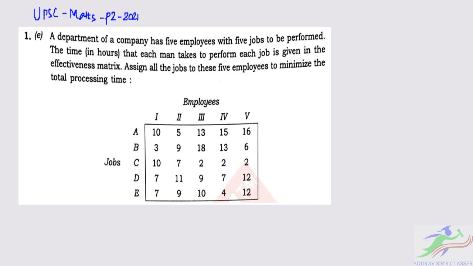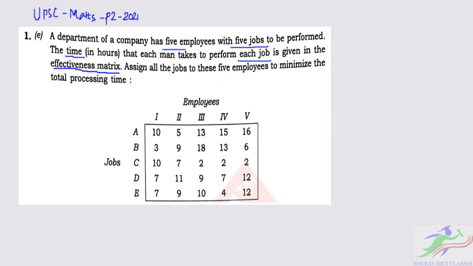What is the question saying? The department of a company has 5 employees with 5 jobs to be performed. The time in hours that each man takes to perform each job is given in the effectiveness matrix. Assign all these jobs to these 5 employees to minimize the total processing time. So these are the employees and the jobs.